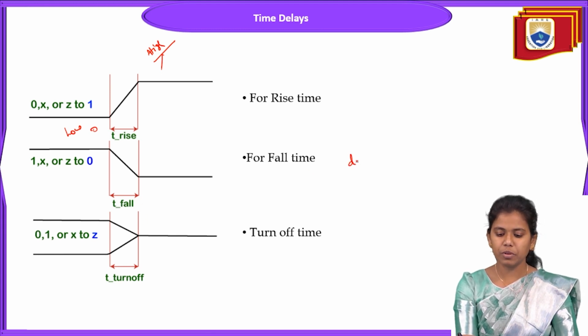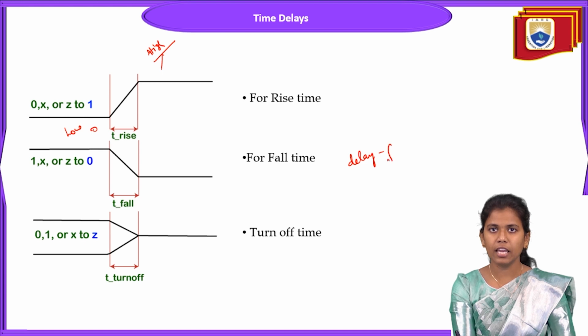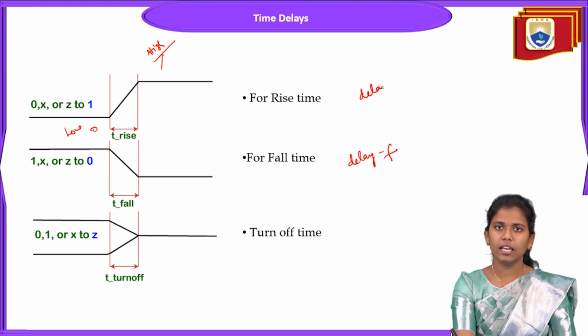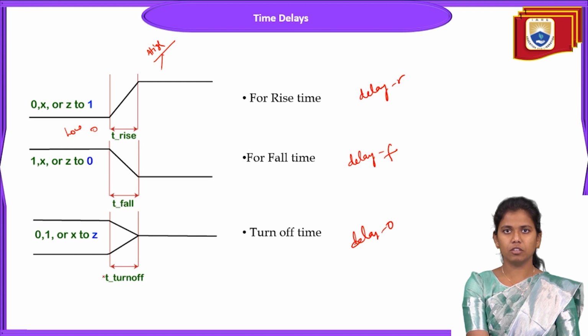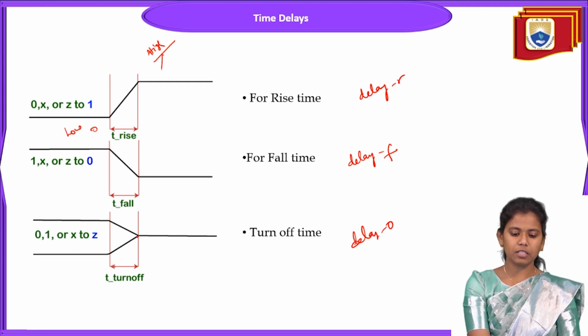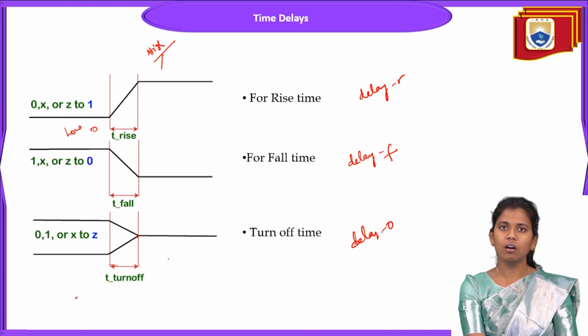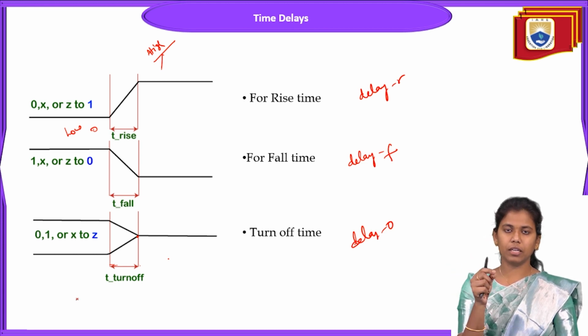Here we represent in terms of delay as delay underscore F for fall, delay underscore R for rise time, and delay underscore O, that is turn off time. If you observe this turn off time, only up to this particular point the switch will be on, and beyond that it will be off. Usually the designers will consider only the smaller values of that particular area.